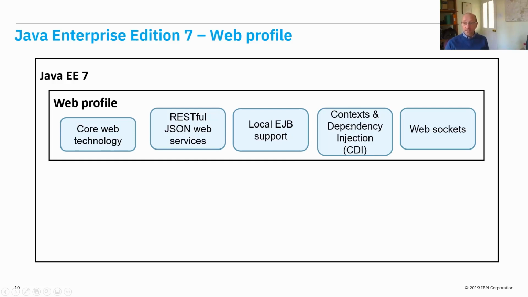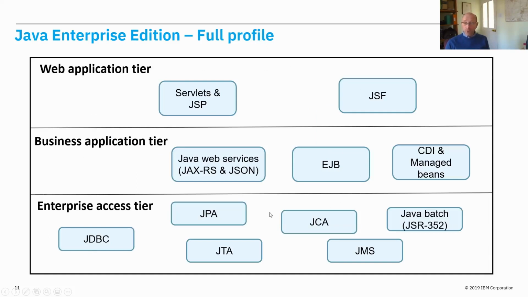We have context and dependency injection, which is a popular way of doing dependency injection with a lighter weight version of EJB. And we have the new WebSockets, bidirectional socket capability available as well. So they're the core bits. If you look at the full profile, we've got this business application tier and the enterprise access tier. So your business applications will be able to use the full EJB, CDI managed beans, and the whole of Java Web Services. And then at the enterprise access tier, there's a set of technologies available for accessing the enterprise.